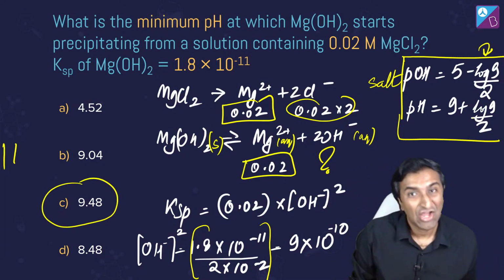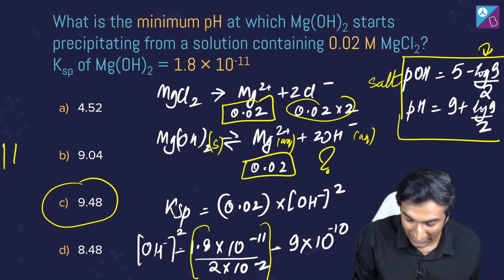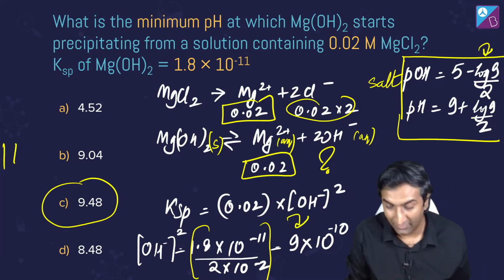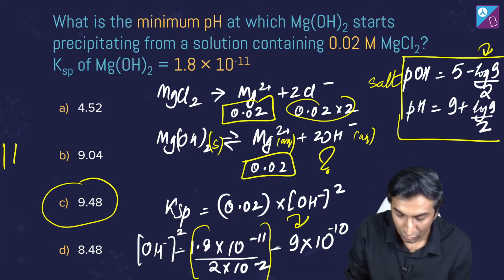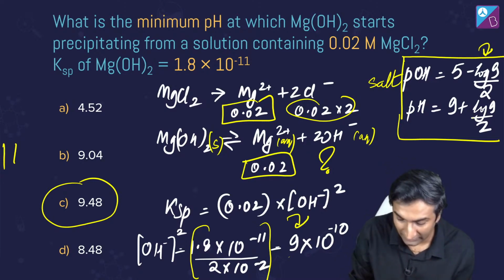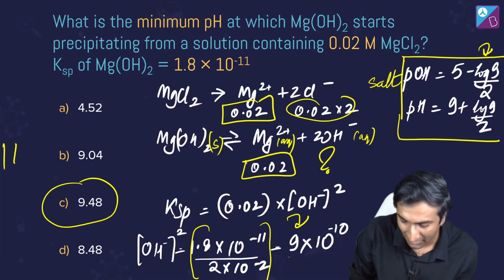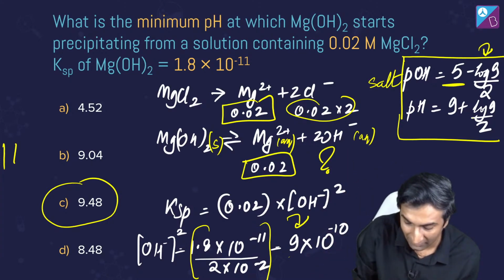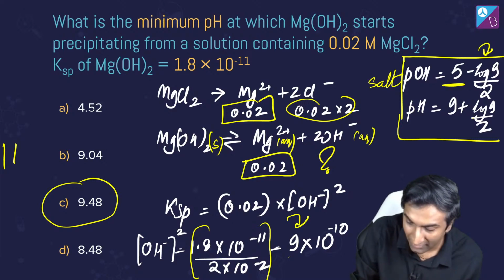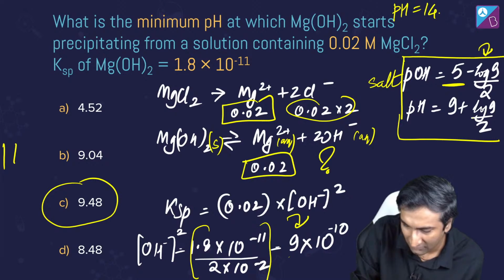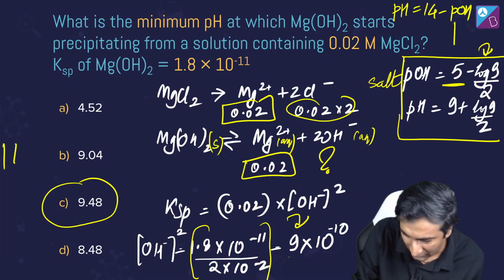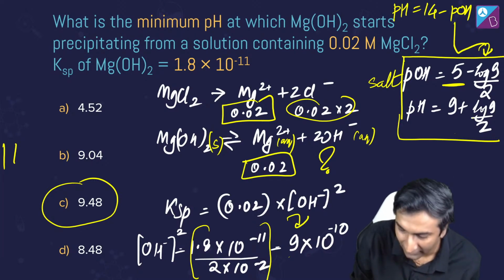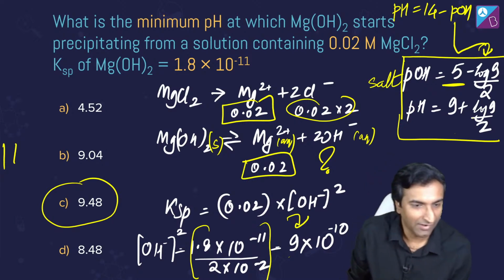No pun intended. OH- ion squared will be equal to this expression right here, which means equal to 9 times 10 power minus 10. Then I took negative log on both sides, so pOH is 5 minus log 9 by 2, correct? Then pH is 14 minus pOH. Let me write that, in case it seems I skipped steps. 14 minus pOH. We used this to write the second thing here, right? C is correct.